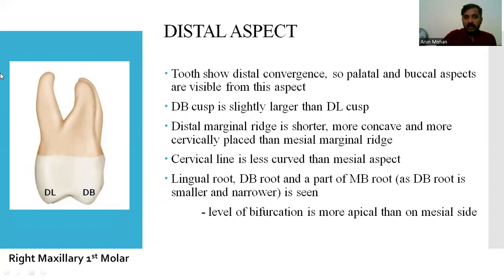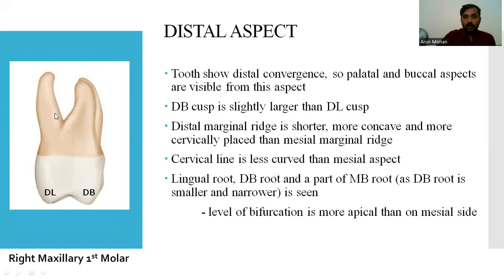The distobuccal cusp is slightly larger than the distolingual cusp, the distolingual cusp being the smallest cusp. The distal marginal ridge is shorter, more concave, and more cervically placed than the mesial marginal ridge. The cervical line over here is less curved. As you can see, it's more or less straight.